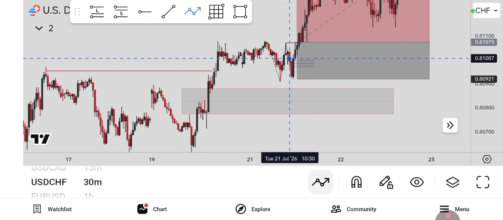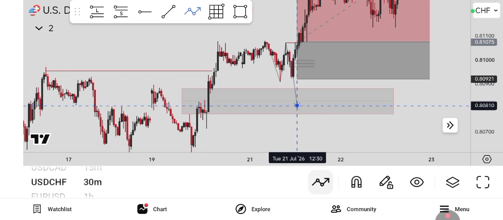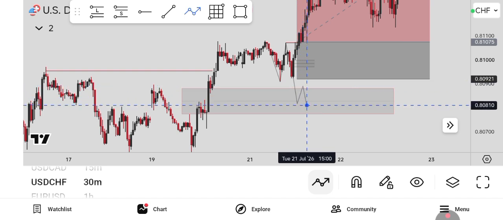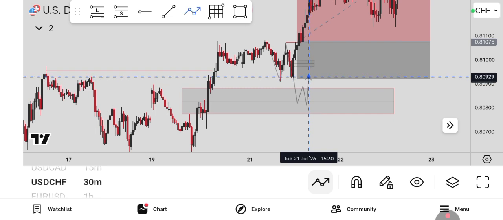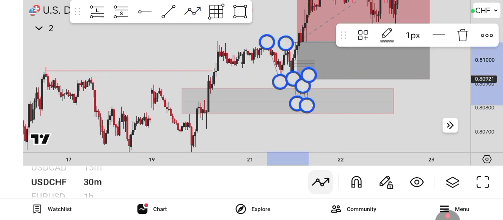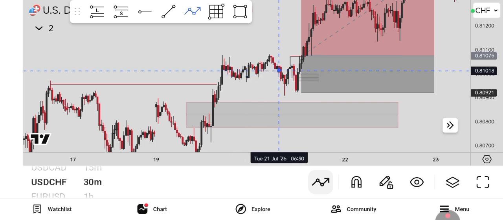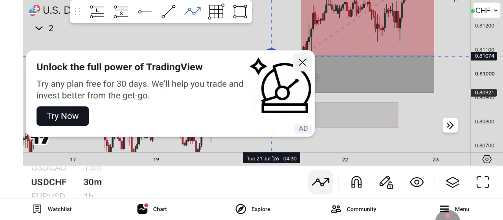So first, the confirmation I was looking for was the market to come into this point of interest and maybe give me something like this, create a structure and take out the structure. So this would be a confirmation for me to buy. But guess what? Sometimes the market will not get to your point of interest. You just have to take it like that. And this was my confirmation to take the trade.